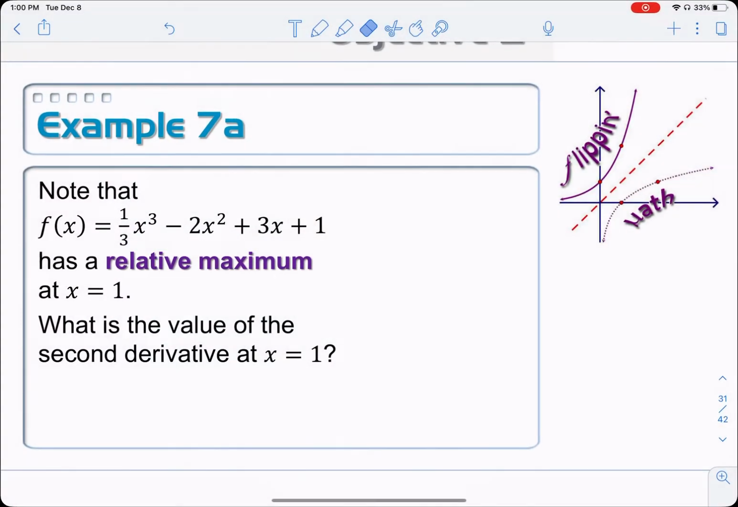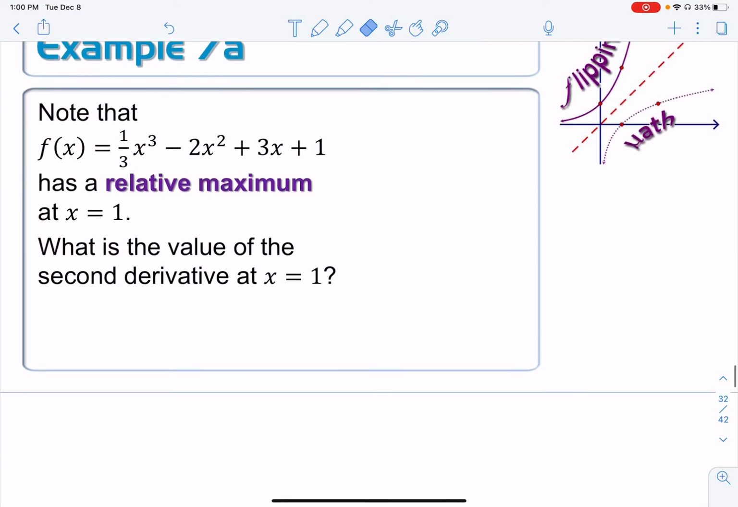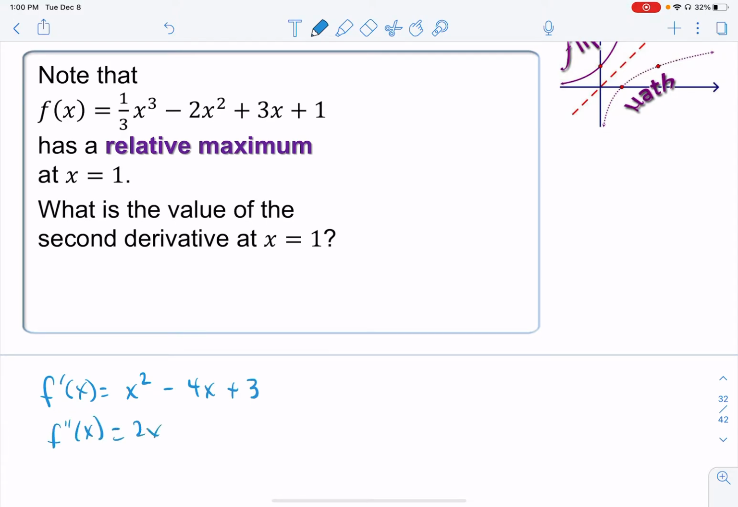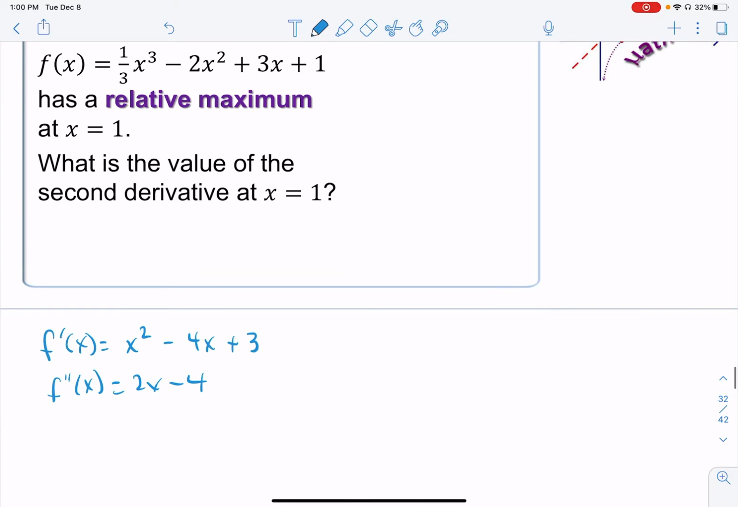So here, let's find the second derivative. It shouldn't be too terribly hard because we do have a polynomial here. So f prime of x is equal to the 1/3 and the 3, when it leapfrogs down, is going to cancel out. Just give me x squared minus 4x and then plus 3. Second derivative, I have 2x minus 4. And I want to find the value at x equals 1 there.